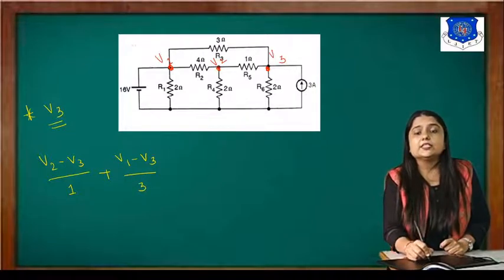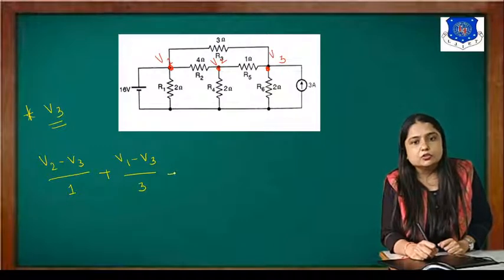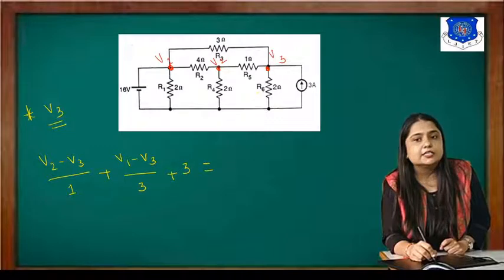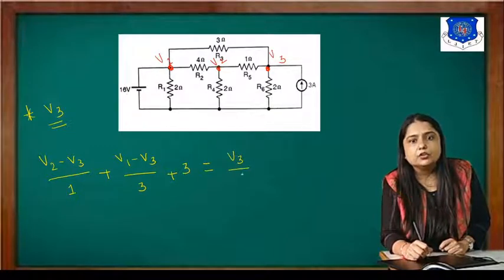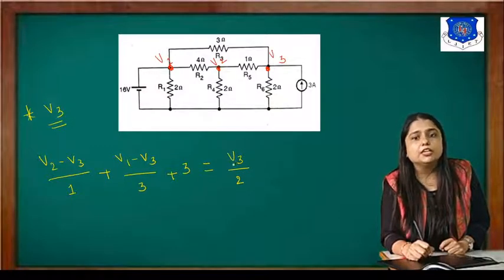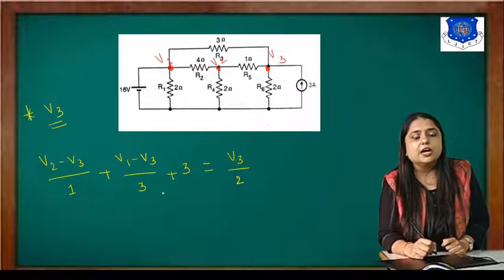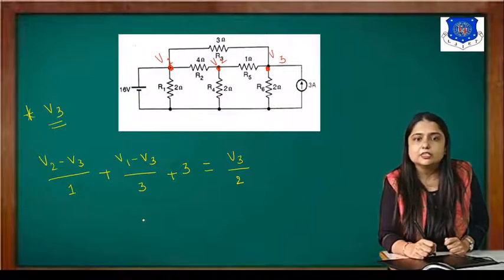And as we see, this 3 ampere current is also an incoming current, so we have to write plus 3. That equals the outgoing current of the R6, 2 ohm resistor, which is V3 by 2. Actually, this voltage you can write as V3 minus 0, because one side voltage is V3 and the other side is ground.